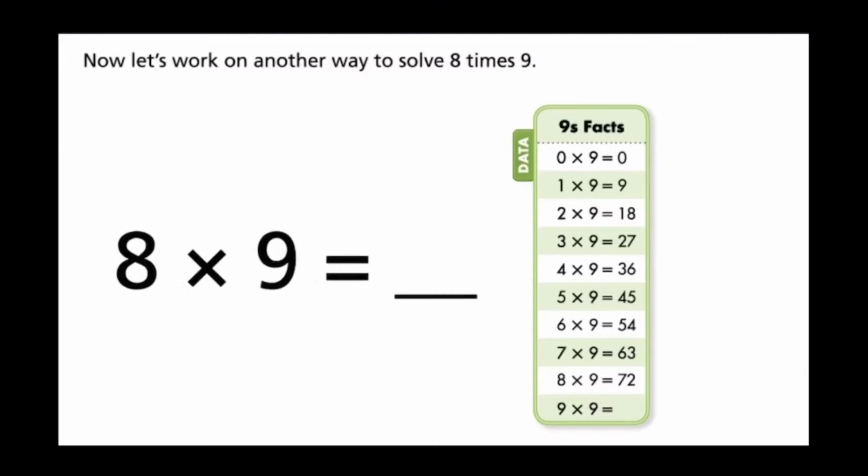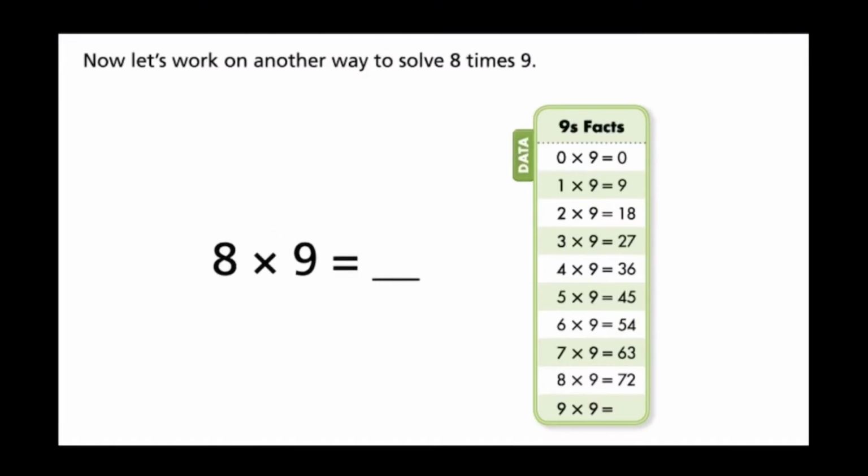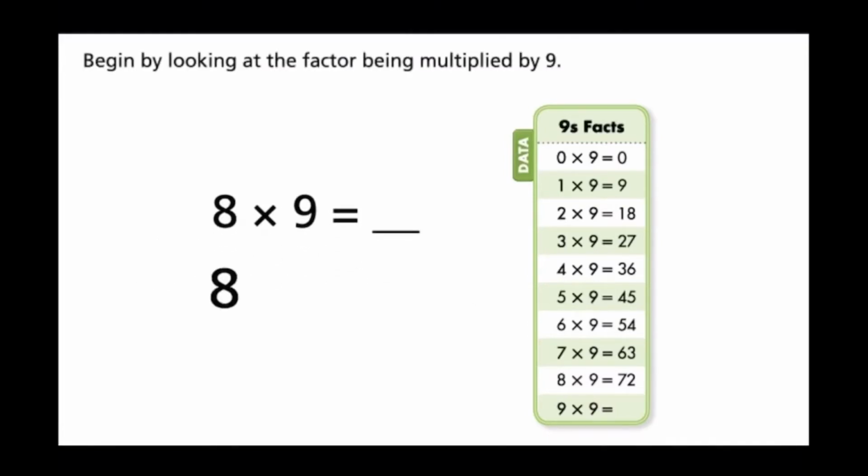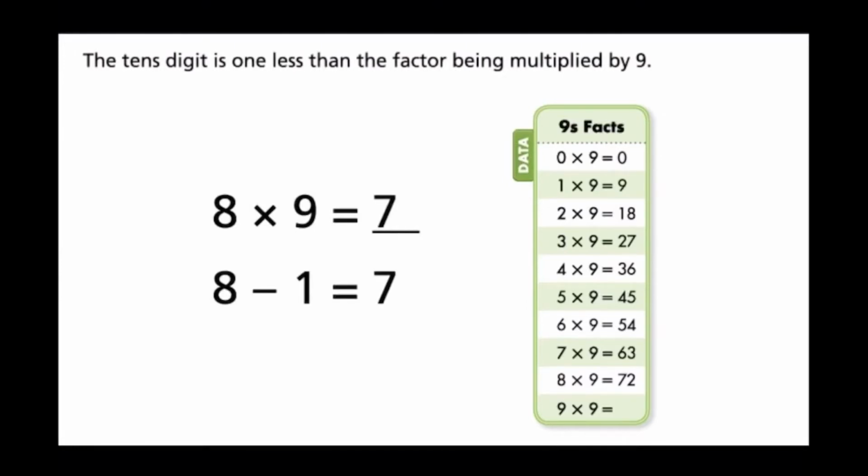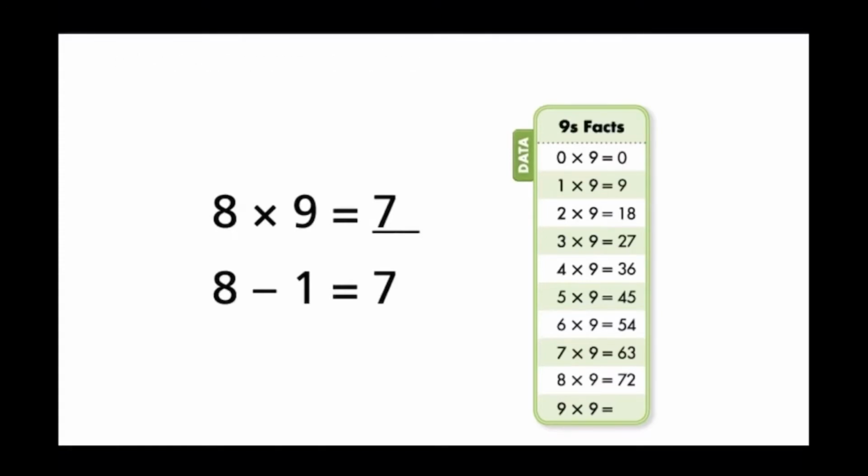Now let's work on another way to solve 8 times 9. Begin by looking at the factor being multiplied by 9. The tens digit is 1 less than the factor being multiplied by 9. The digits of the product have a sum of 9. Think. 7 plus what number equals 9? 7 plus 2 equals 9. So 8 times 9 equals 72.